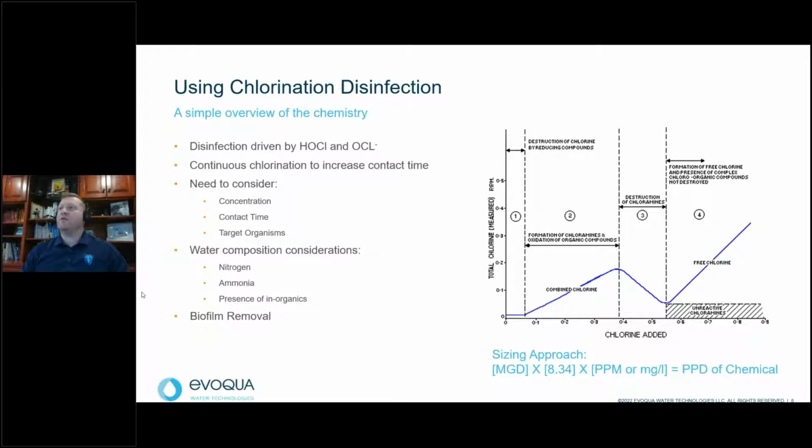So here, if we start to look at a simple overview of our chemistry, the high level view is that the reaction between chlorine and water forms hypochlorous acid, or HOCl, and the hypochlorite ion, OCl minus. The hypochlorous acid reacts with any oxidizable material in the water until there is no more hypochlorous acid left to react, or until there is no more oxidizable material.